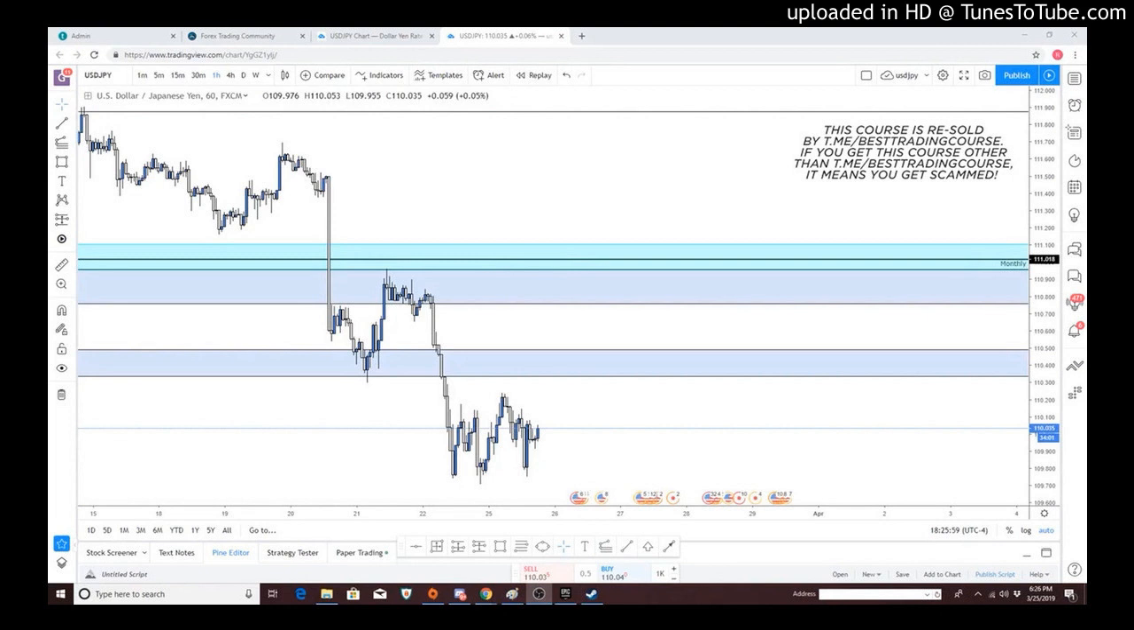This signal right here, an engulfing candlestick pattern, or a morning star, whatever you want to call it, shows you that buyers maintain that level, and that will give you a nice buy opportunity. And again, price broke out to the upside.